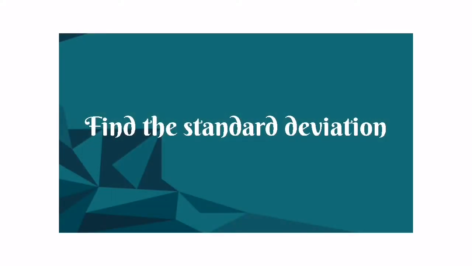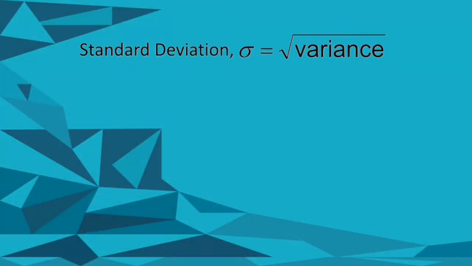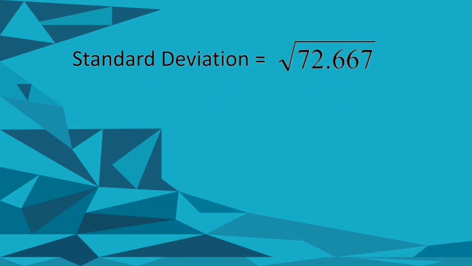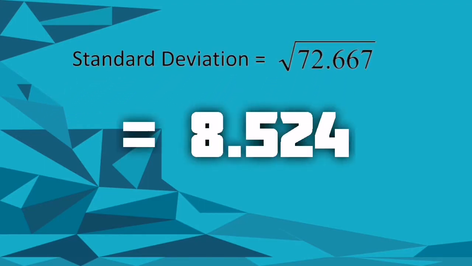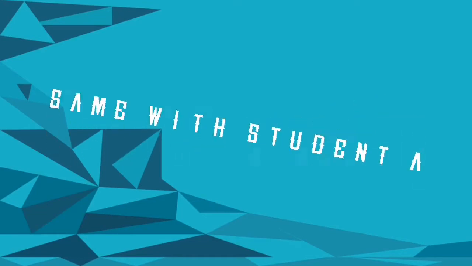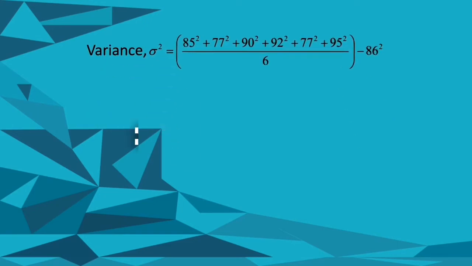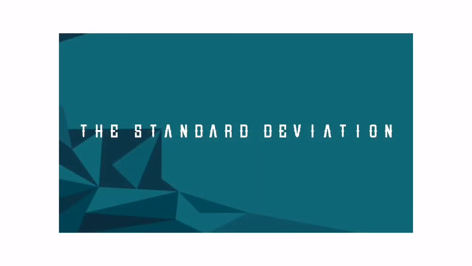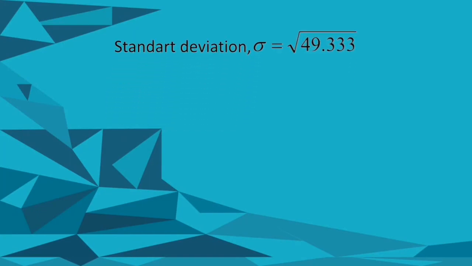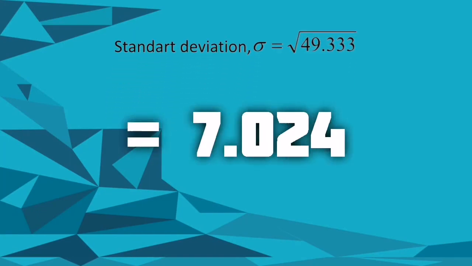Now we can find the standard deviation for student A by square rooting the variance value. The total is 8.524. Now for student B, all the steps are the same as student A, we just need to change the values. So the mean for student B is equal to 86. Next, the variance for student B is 49.333. And the last one is the standard deviation. The standard deviation for student B is equal to 7.024.